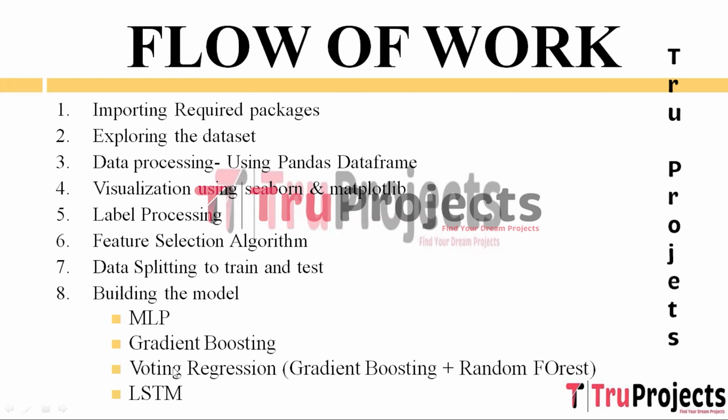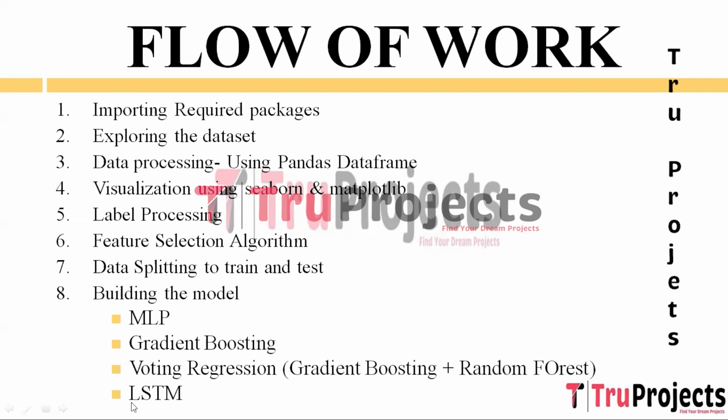The next algorithm used is voting regression. Voting regression combines the predictions of multiple regression models such as gradient boosting and random forest and outputs the average or weighted average of their predictions. It leverages the strengths of both models to enhance prediction accuracy by reducing bias and variance.